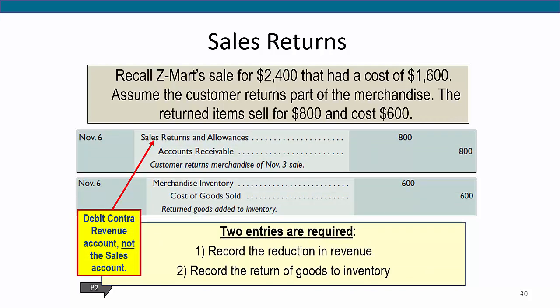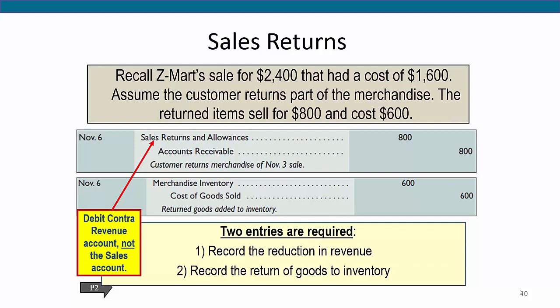Now recall that Zmart's sale of merchandise on November 3rd for $2,400 had a cost of $1,600. And assume that the customer returns part of the merchandise on November 6th, and the returned items sell for $800 and cost $600. So the first entry reflects the decrease in sales from a customer's return of merchandise by debiting sales returns and allowances and crediting accounts receivable for $800.